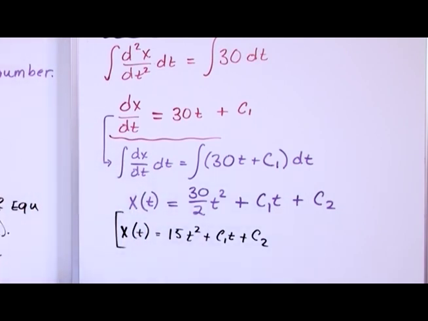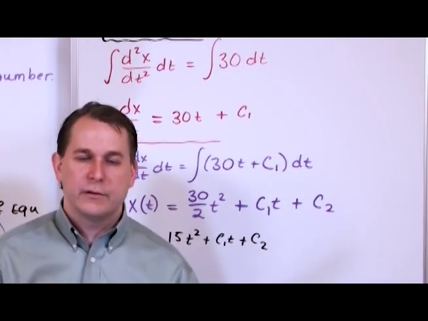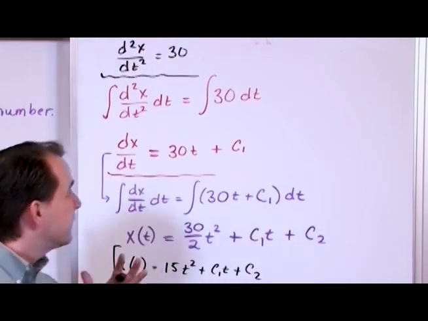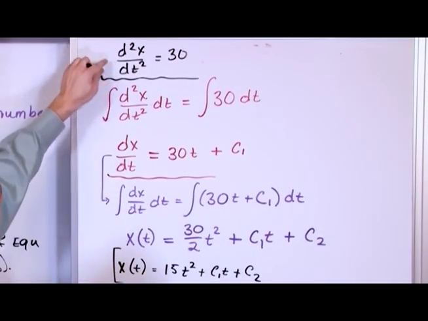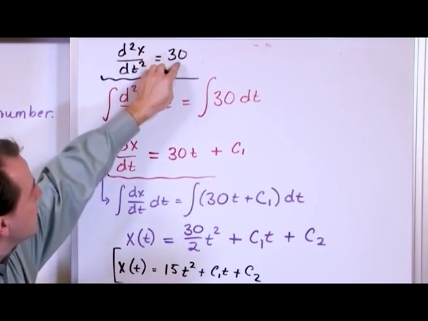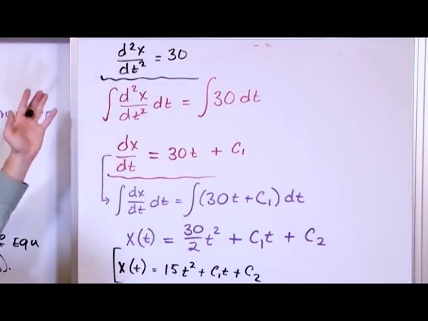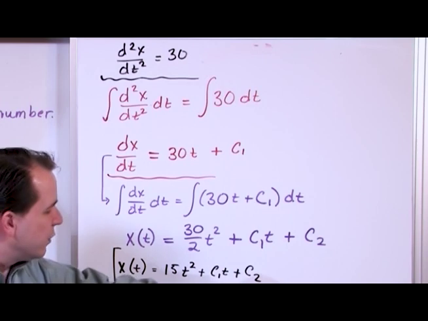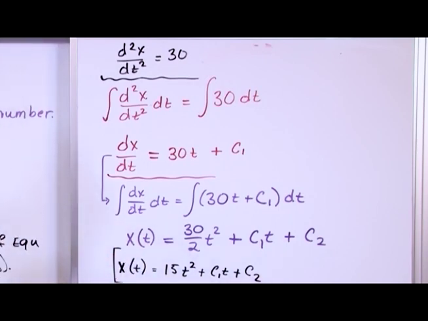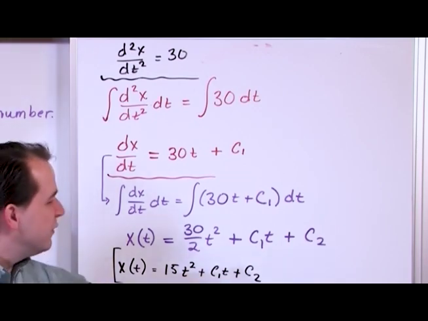15t squared plus c1 plus c2. This really is the answer to the problem, right? So what we started with was a second order derivative equal to a number, and the answer we got was that we solved for x, and of course x is a function of time. That's what we have here, because motion is always going to be a function of time, so it makes sense. Now notice that it looks a little bit weird though, because there are still these two constants lying around here.